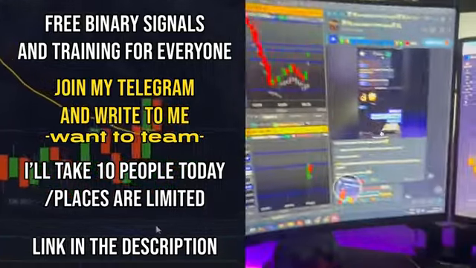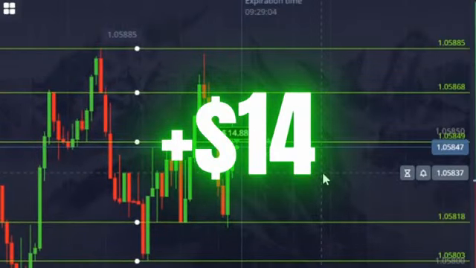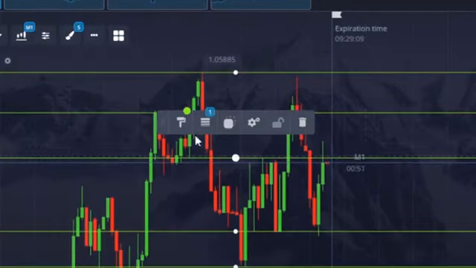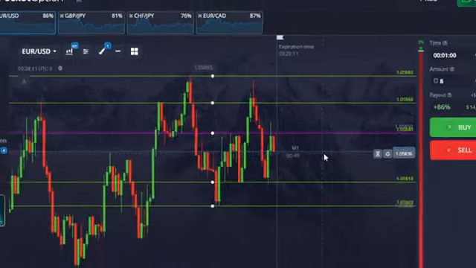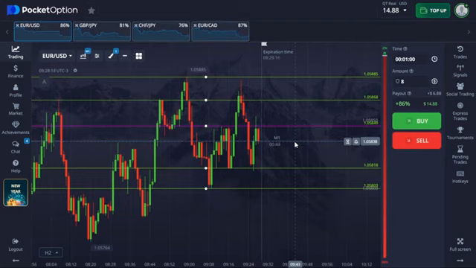See you there, guys. And first position, guys, in Euro. Right? Perfect. Now we have $14.88. That's good. Let's change the color of this line right here. Okay? And guys, there's a resistance zone here.